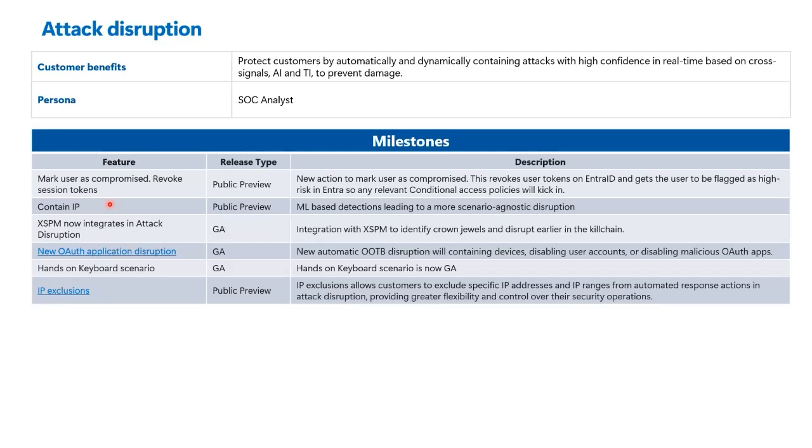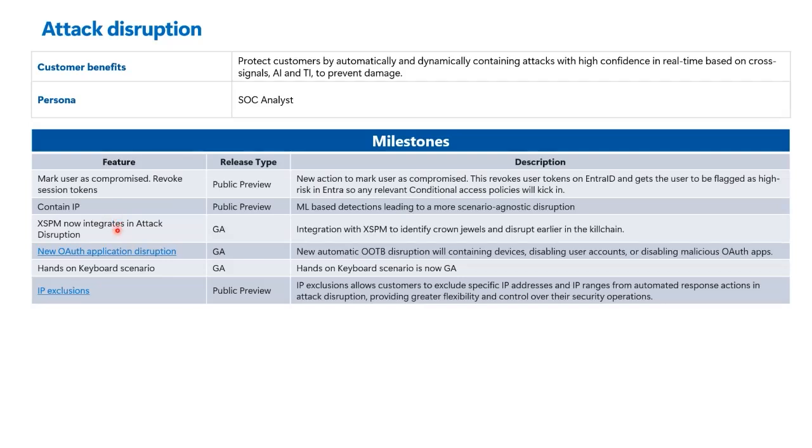Now, the second item here is the contain IP action. So this is an additional action on top of the existing ones, such as isolate device and disable user. So another effort for us to disrupt the attack.